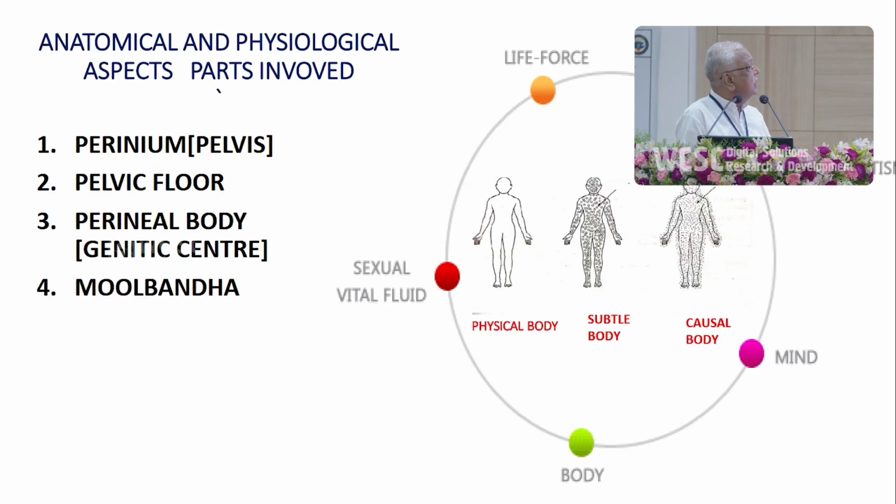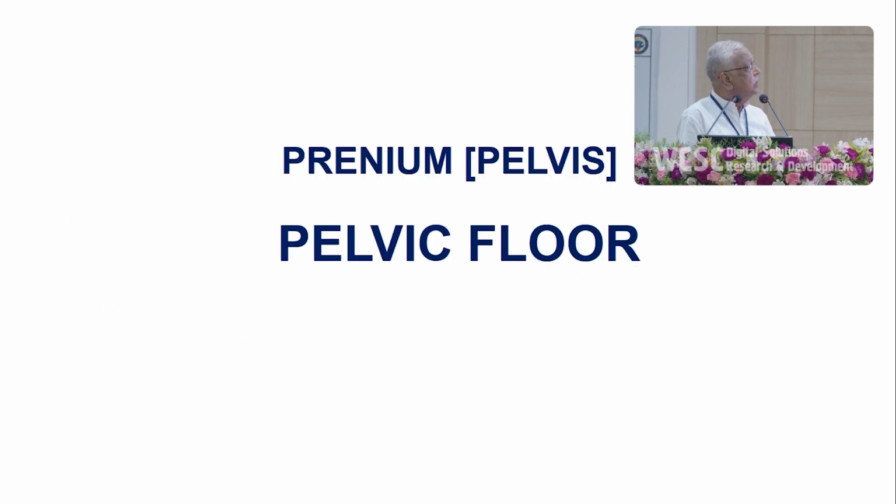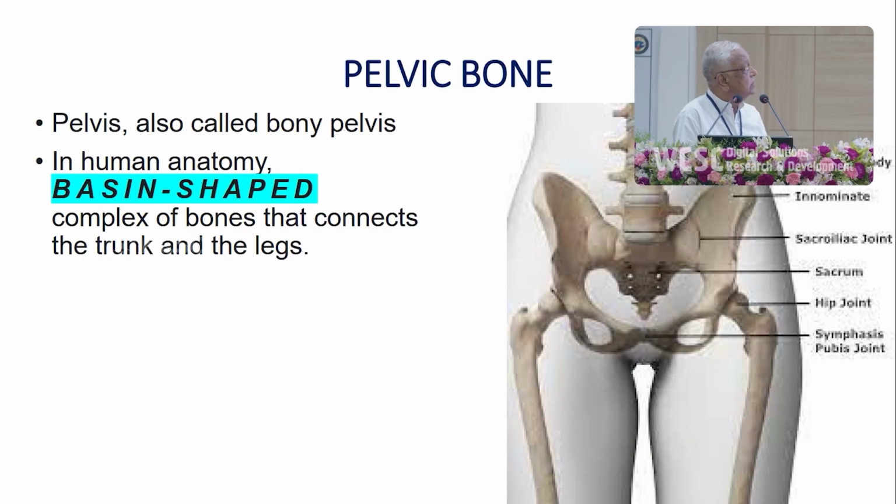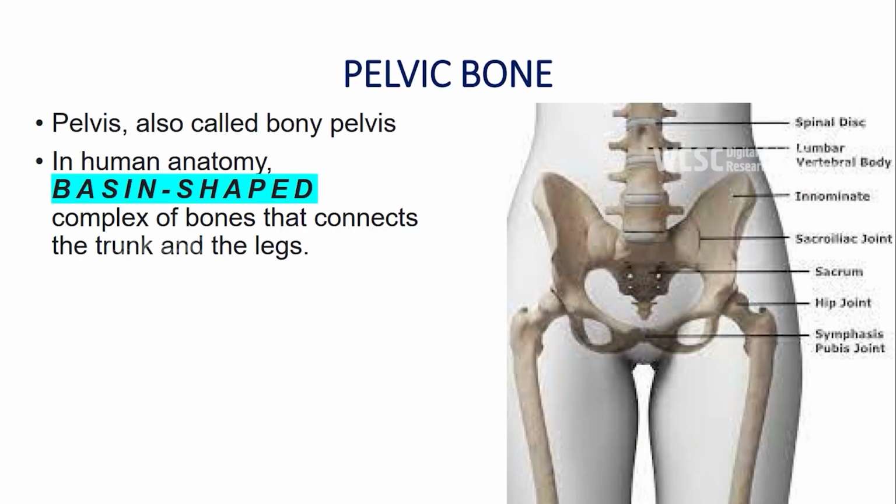And here I am dividing it into perineum, pelvic floor, perineal body, and Mulabandha. These are all very much intricately connected to the Kayakalpa. In that, the perineum or the pelvic floor is the most important one. We are going to concentrate only on this pelvic floor, and this body structure which supports the pelvis is called the pelvic floor.